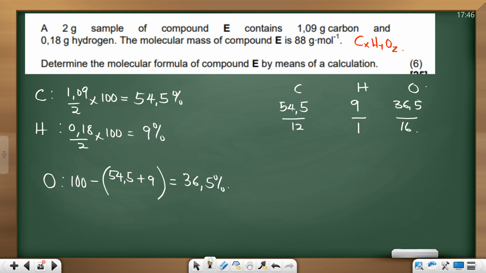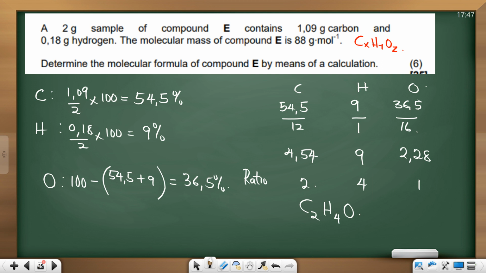Let's do it quickly. I'll divide the second one. 4.54. Who's dividing the third one? Thank you. And we now find the ratio by dividing by the smallest. Which one is the smallest? 2.28. What is 4.54 divided by 2.28? Which is 2. What is 9 divided by 2.28? 3.95, 4. But what is this? Empirical ratio.